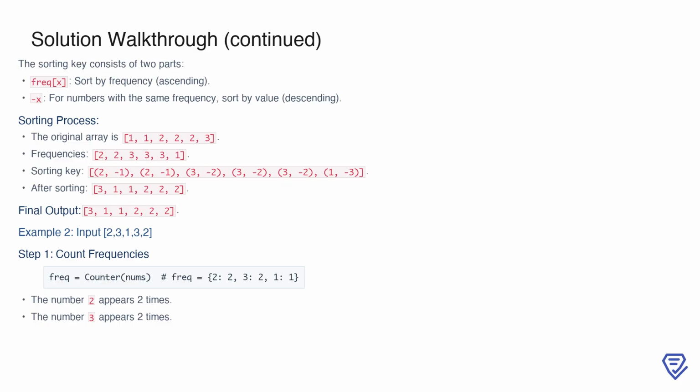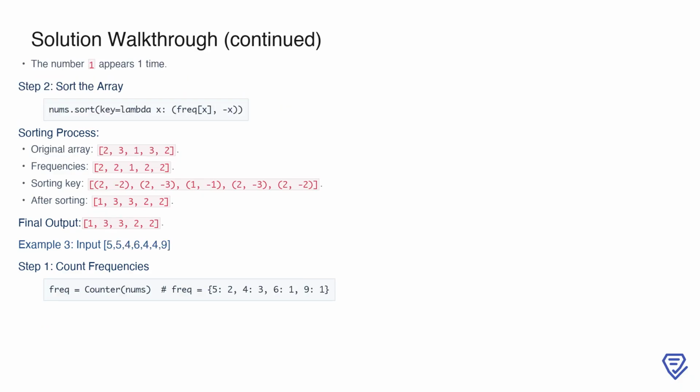For the input 2, 3, 1, 3, 2, the first step is to count the frequencies. Using Counter, we determine that 2 appears twice, 3 appears twice, and 1 appears once. Here, the frequency of the number 1 is 1, while both 2 and 3 have a frequency of 2. To sort the array, we again use the custom sorting key, (frequency, x).